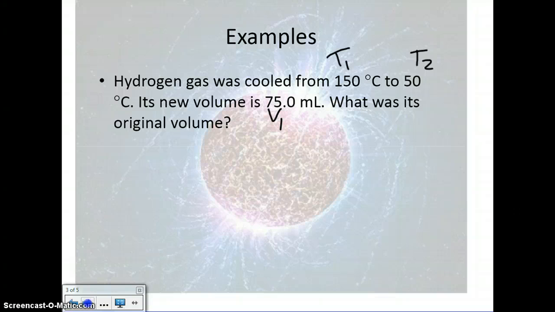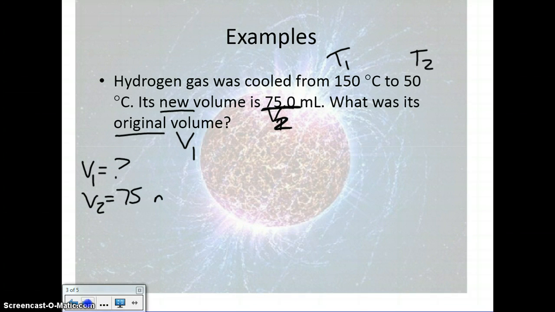Now, there's a little bit of wording here that can get confusing. See where it says original volume, new volume? That means this volume is really volume 2, right? That's what it changed to. It wants to know what it started as. So we're really looking for V1. That can be confusing if you don't watch the wording. So V1 is what we don't know.